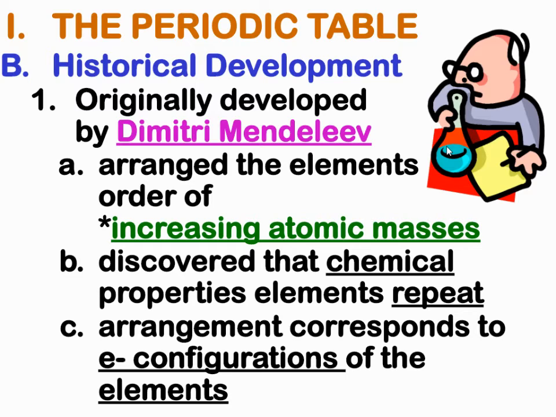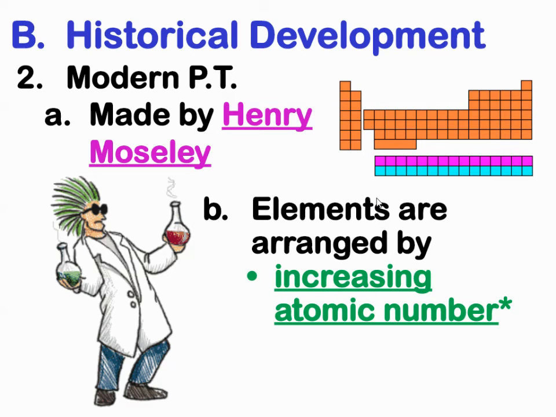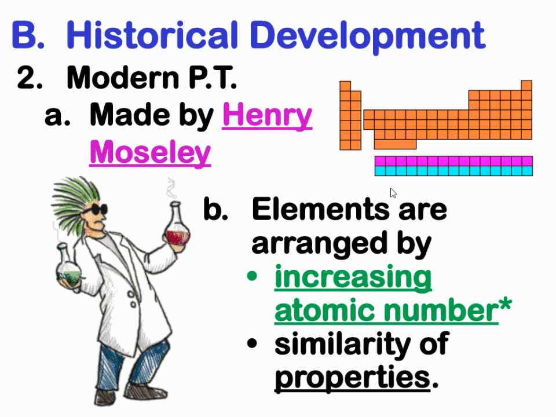It also arranges to the electronic configuration of elements. So when we talk about electronic configuration, we're talking about where they are found mostly in their ground state. So how close they are to the nucleus or how far away they are. So our modern one was made by Henry Moseley. Elements are arranged by increasing atomic number. You can see how that's easier, and the similarity of properties exist.